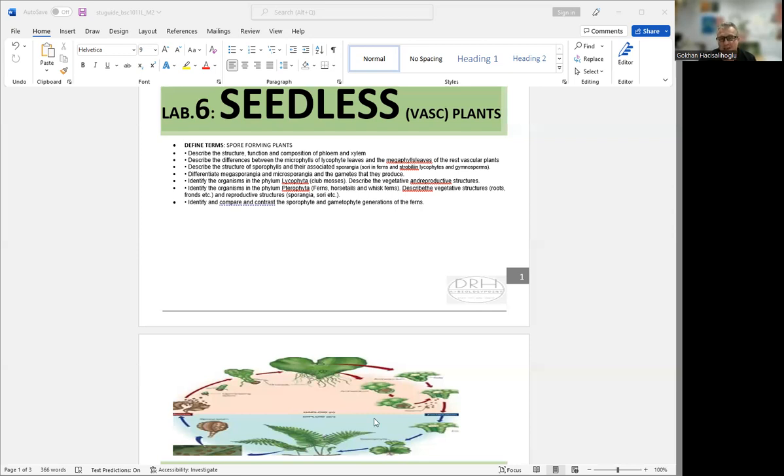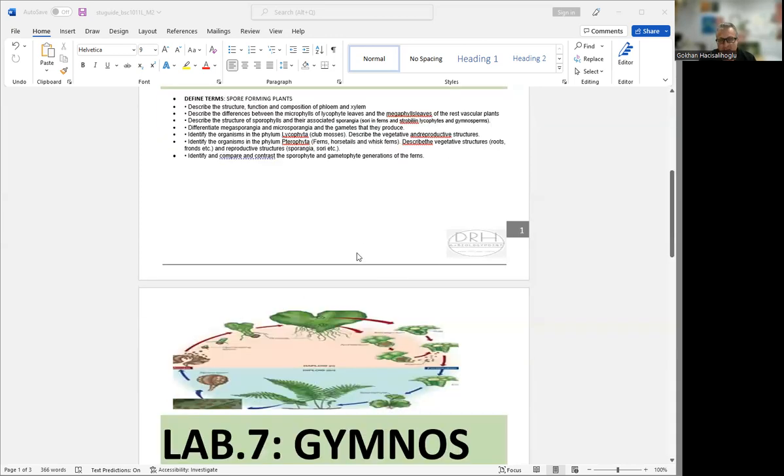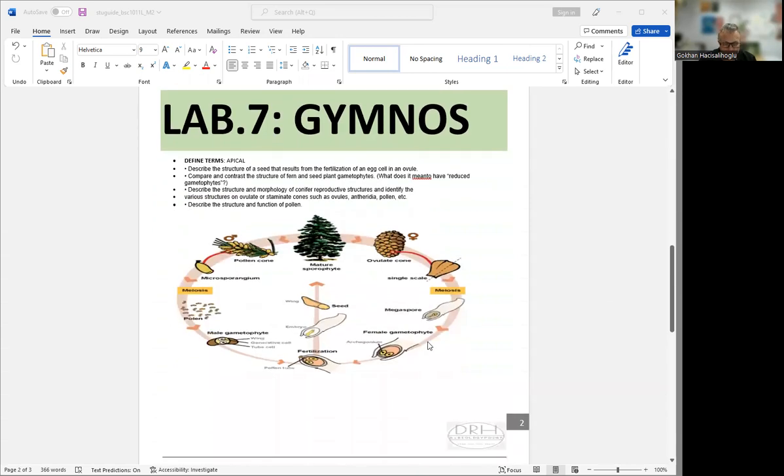Some of the oldest plants also are in this group, seedless vascular plants. The extinct phylums like Cooksonia, which is 420 million years old. The first vascular plant we know from the fossil records is under this group, Rhiniophyta. Okay, and please study the life cycle of the fern and study the other details of the ferns as well.